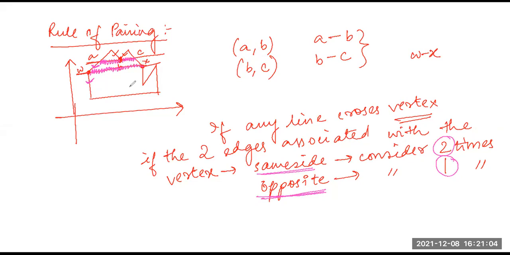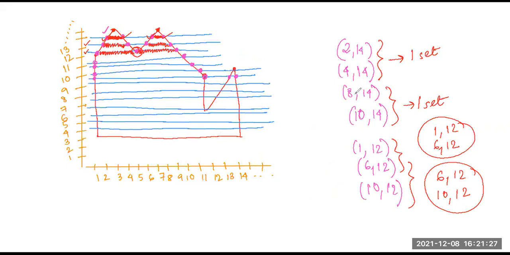Fine. So this is the concept of ruler pairing. So first, how does the algorithm work? First we find the intersection of the scan lines with all the edges of my polygon. Then I sort the intersection points in increasing X coordinate order. First I considered 2, 4, 4, 14, 8, 14. If you notice, I sorted these intersection points in increasing order of X coordinates, right?